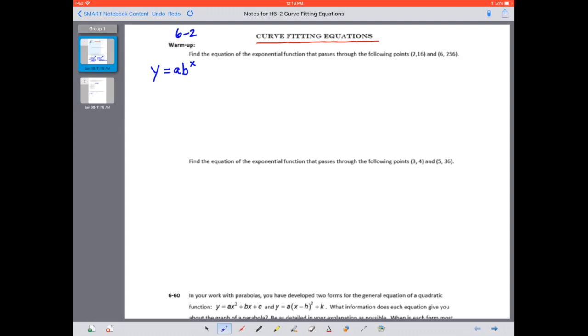So our goal here is to find the equation of the exponential function that passes through the following points. In other words, we're given a couple points here, and we want to know what is the equation of that function that passes through those 2 points. To start out, the first one, we're going to look at using the substitution method. Okay, so the first one, we're looking at substitution.